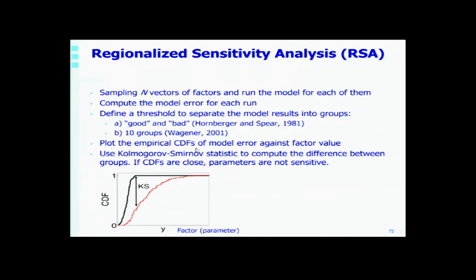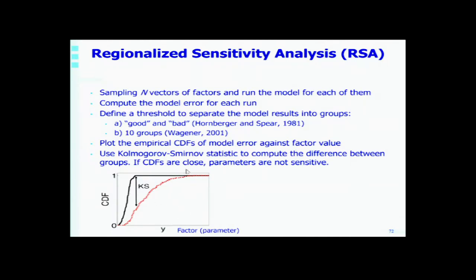subsets of these models. And then we plot the empirical CDF of the good models against the bad models. And if the difference is high, we could, for example, use the Kolmogorov-Smirnov statistic, which suggests that if you want to measure the distance between two distributions, you should look at the maximum difference between them. It's the Kolmogorov-Smirnov measure. But you can use other measures to compare two distributions.